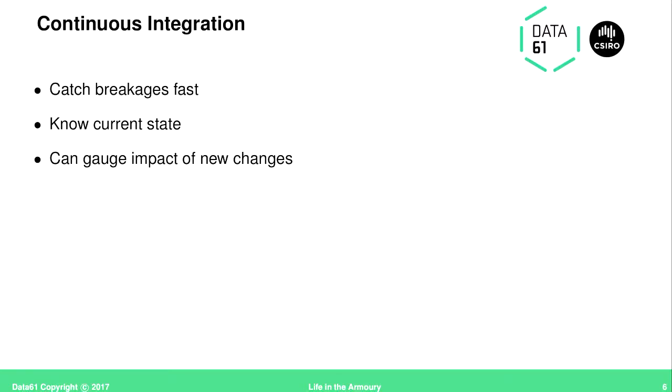So if somebody's got a proposed commit and it breaks some board that they're not working on, we want to know about that so we can reject the patch and get them to fix it before it gets integrated. We also want to know what the current state is across all the platforms. It's not good enough just knowing what it is on x86. You want to know what it's like on x86 and on the Beagle and on the HiKey and all of them. And thirdly, we want to be able to measure the impact of new changes.